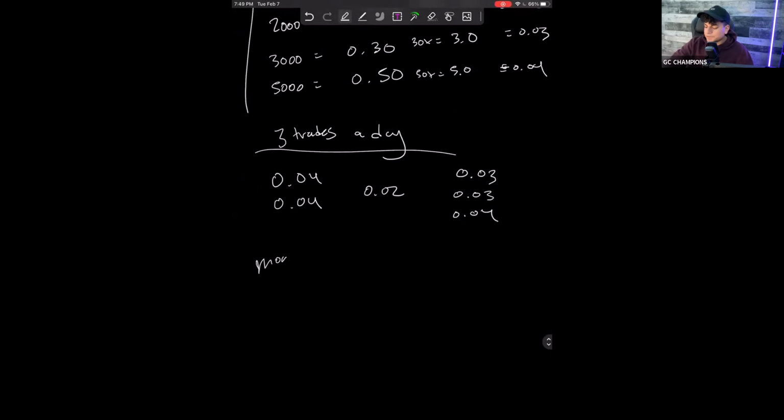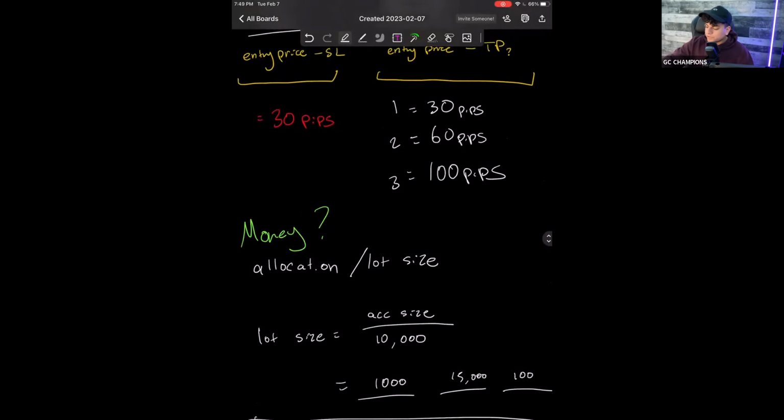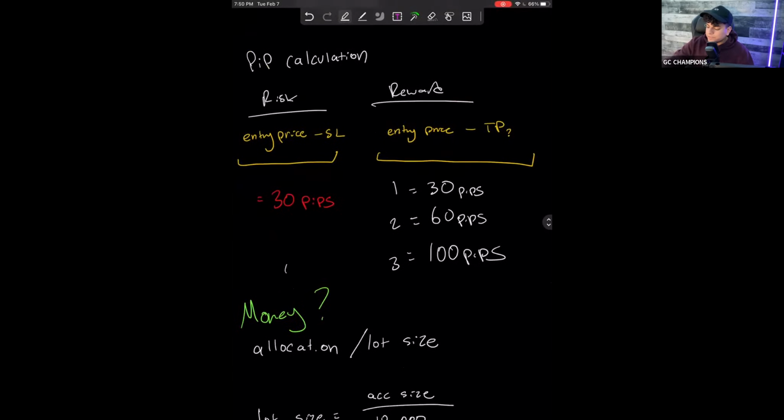Now, the next part is money. Let's go back to money again. There's a formula for dollars per pip. So what we can do is turn these numbers into dollars, so you know exactly how much money you're going to win or lose for every trade. Does that sound good?